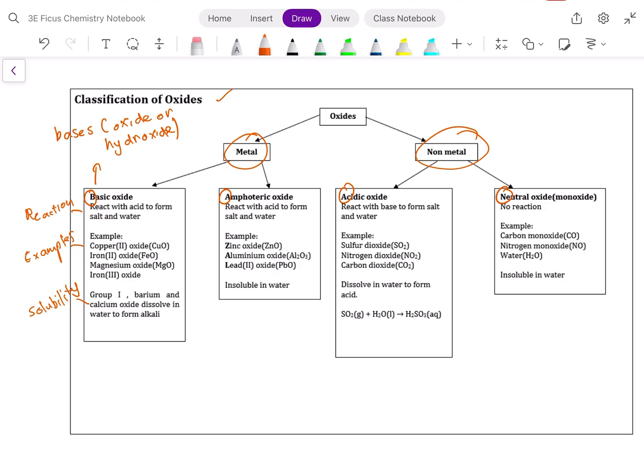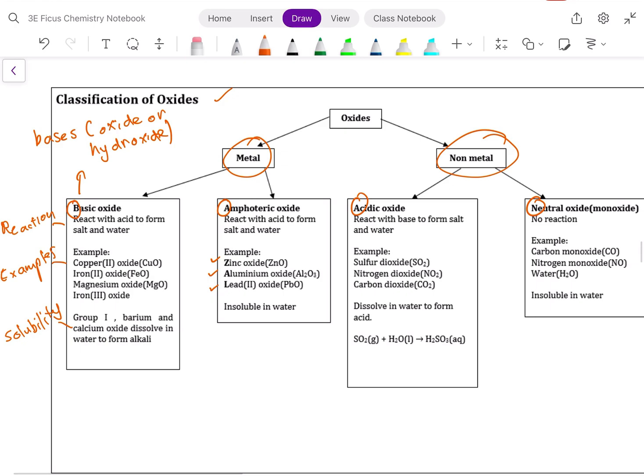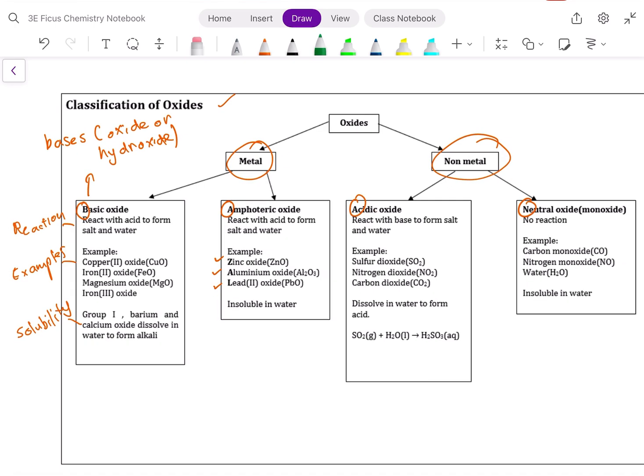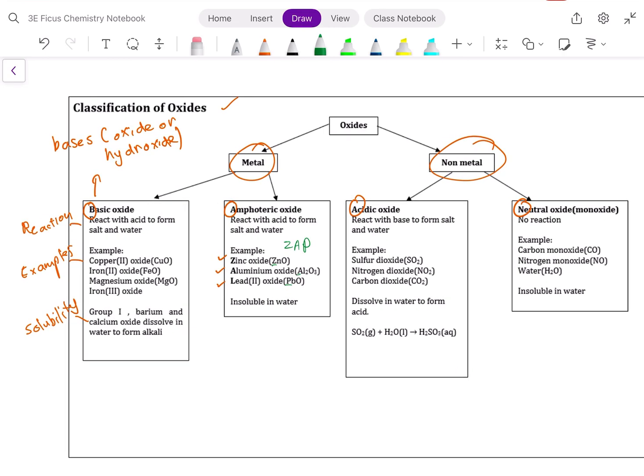Alright. A lot. So most of the time just remember the amphoteric one, then the rest are all basic oxides. Amphoteric ones, you have ZAL, zinc oxide, aluminium oxide, lead oxide. If you use the chemical symbol it is ZAP. So sometimes I like to call it the Z oxide, zinc oxide, aluminium oxide, and lead oxide. So in terms of reactions wise, basic oxides are bases. So they react with acid. Acid plus base gives you salt and water.